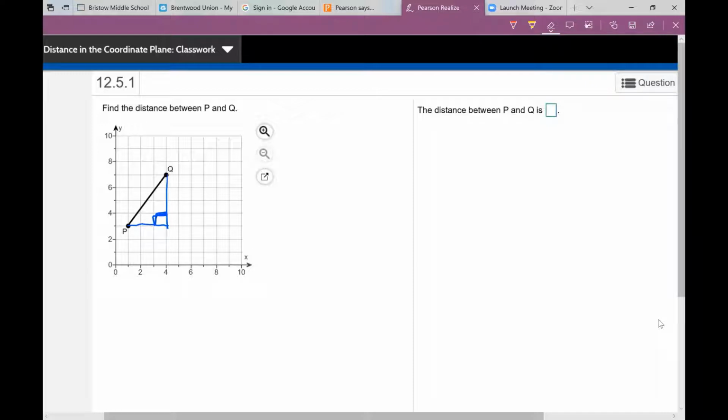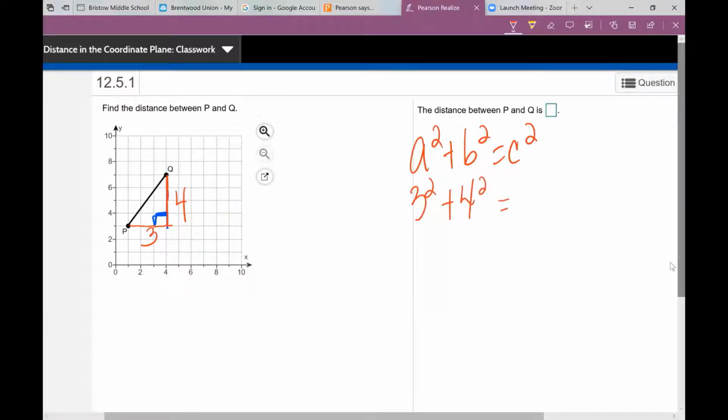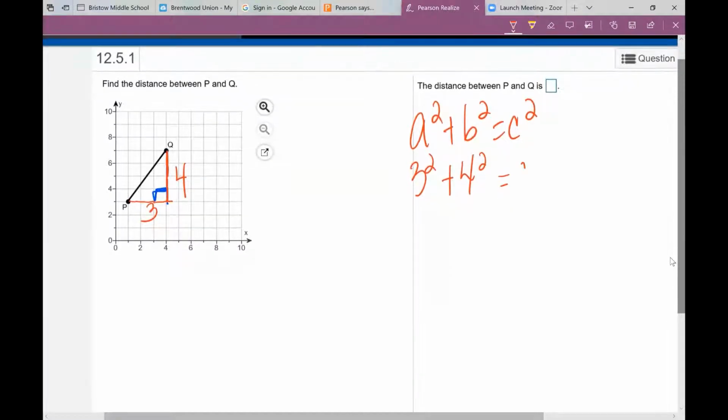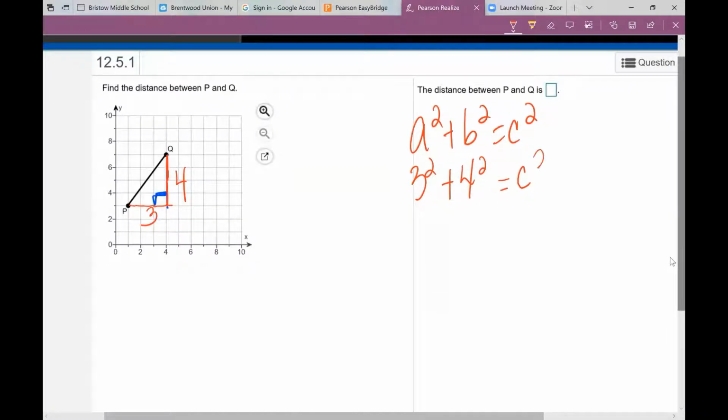You have to figure out how large each leg is, because currently they're not labeled, but it's pretty easy to count. If you look at the bottom, it's counting by 1. So this is 1, 2, 3 units wide, and it is 1, 2, 3, 4 units tall. So the 2 legs of this triangle are 3 and 4. So the Pythagorean theorem is a squared plus b squared equals c squared. One of the legs is 3, one of the legs is 4, and to figure out how far away P is from Q, well, that's the hypotenuse of this triangle. So that's what we're trying to figure out. So it will remain c.